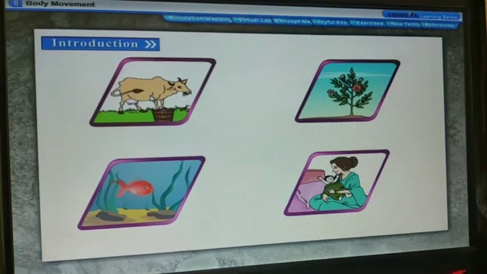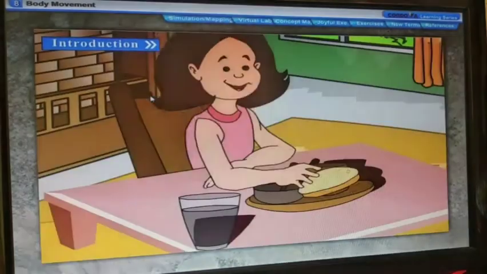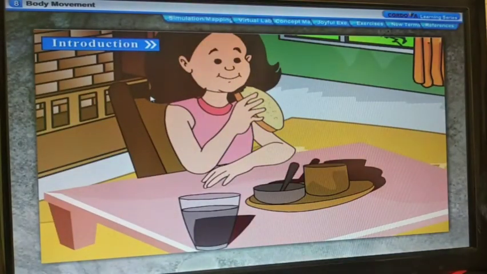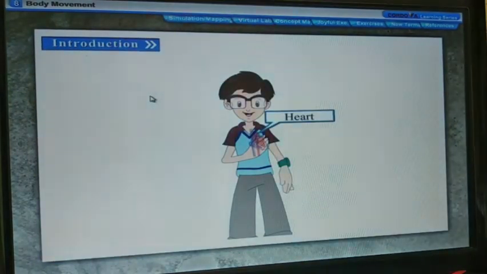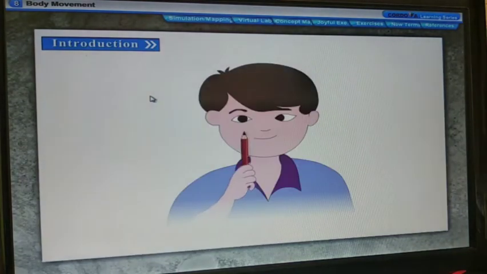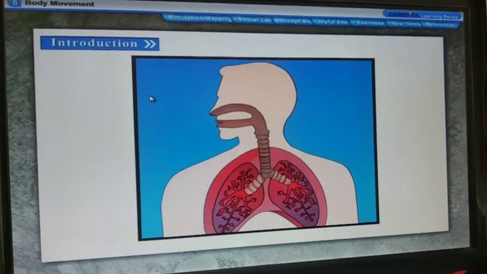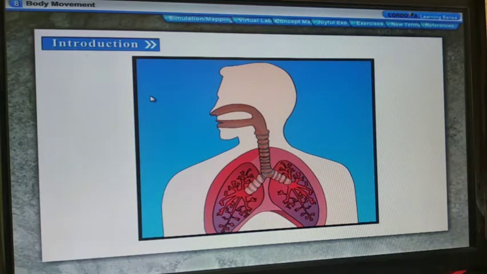Organisms show movements. We can observe many movements taking place in our body. For example, our teeth chew and grind the food. The heart beats to circulate the blood to all parts of the body. We see objects around us by moving our eyeballs. The chest moves up and down as we breathe. The change in the position of any part of the body with respect to its axis is called movement.